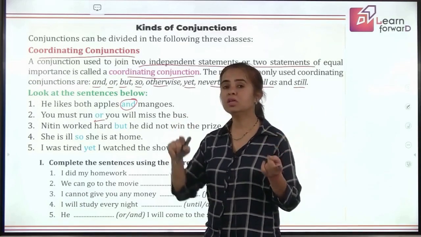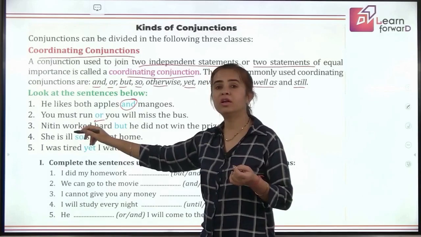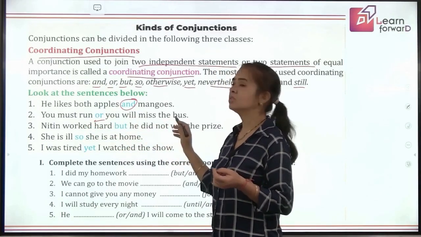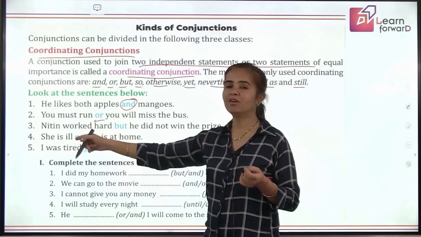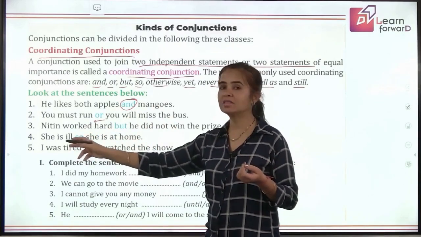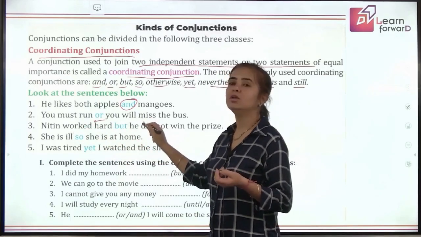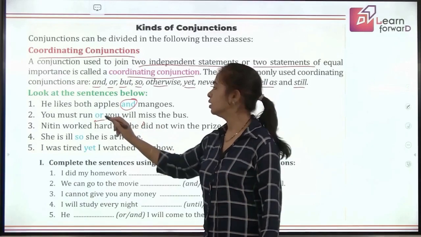Either you do this or this. That means you must run, and if you do not run, what will happen? You will miss the bus. So one thing is sure to happen. If you don't run fast, your bus will be missed. And if you run fast, then this is not going to happen. You will not miss it, right? So there is a choice.